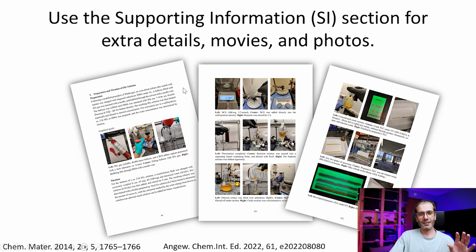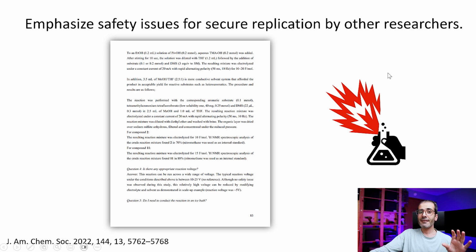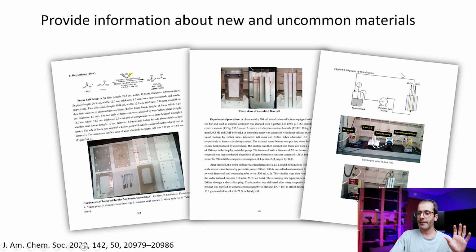If you have extra details that you want to present, let's say how you set up a reaction or monitor a reaction, you can put the extra information with the images, photos, even the videos over there. If there is anything related to the safety of any experiment, you can also explain it in the SI. And if you have anything new or uncommon that is not off the shelf that you can purchase and you design it yourself, you can go ahead and explain step by step in the SI how you create it. Like here in this example, they have shown how to make a flow cell and they showed step by step how this is done.